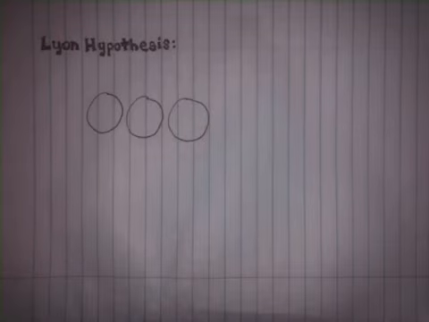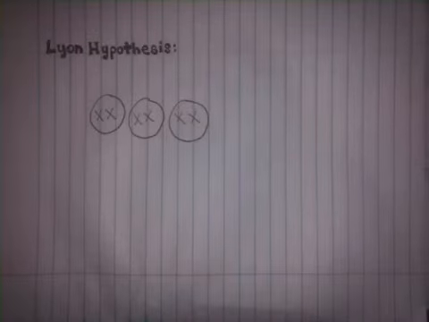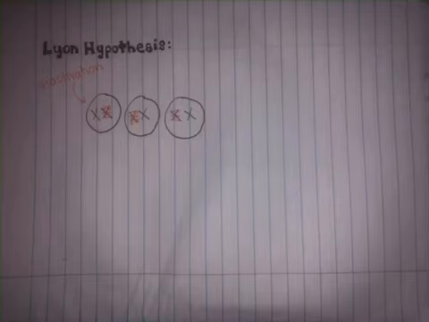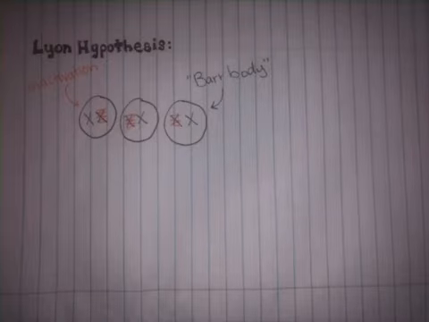The Lyon hypothesis states that all X chromosomes in a cell, except one, will be randomly inactivated in the early stages of embryogenesis. When the X chromosome is inactivated, it turns into a clump of chromatin. This clump is referred to as a Barr body.